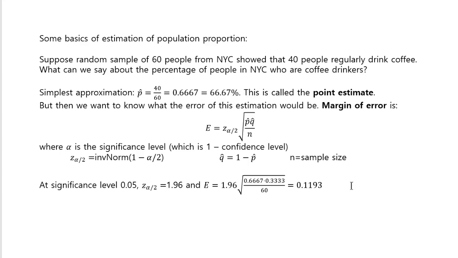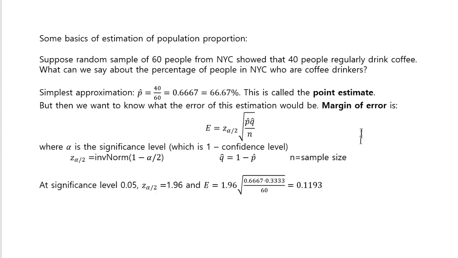So with this much error, what you can say is that the true proportion of people living in New York City that are coffee drinkers is probably between 55% to 79%. And that sounds really wide, right? It's less impressive than saying a definite statement like 67% of New Yorkers drink coffee.